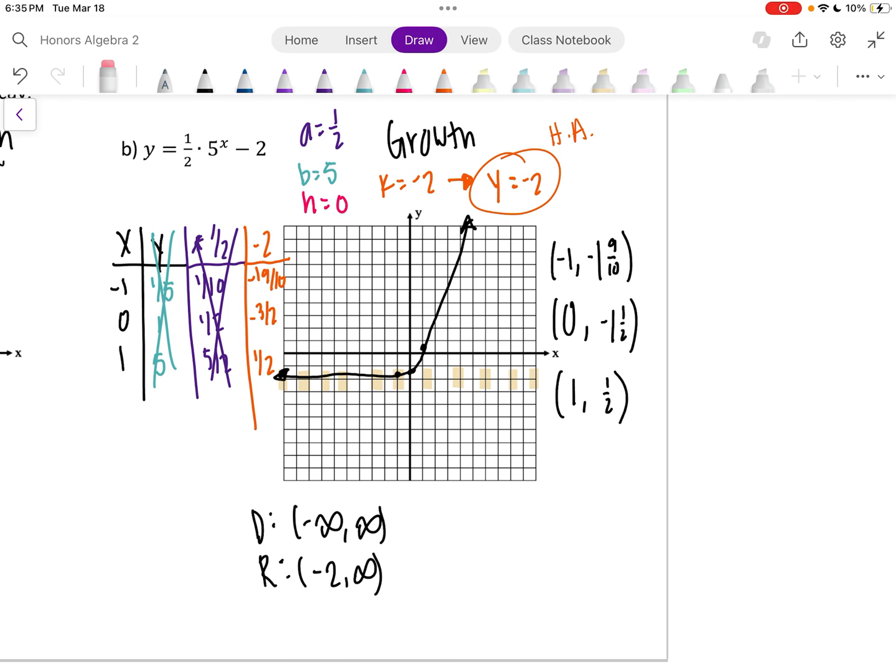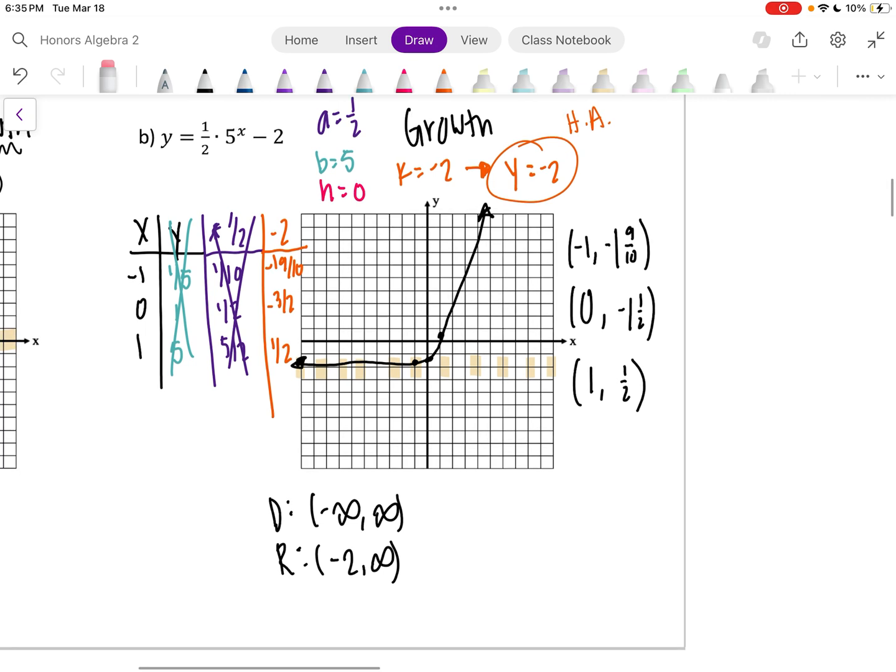Your domain is still negative infinity to infinity, and then your range is negative 2 to infinity.